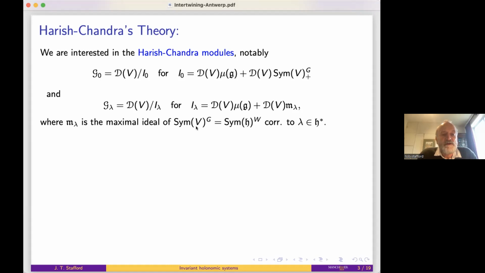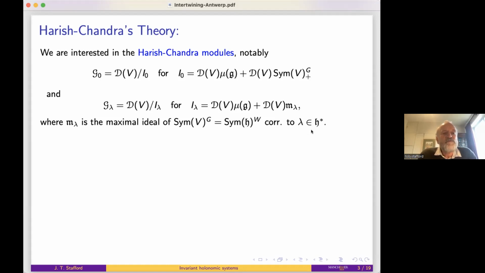Here I'm going to use the Chevalley isomorphism: symmetric functions on V which are G-invariant are the same as symmetric functions on h which are W-invariant. And then in here, I take the maximal ideal corresponding to λ in h*, or its W-orbit.